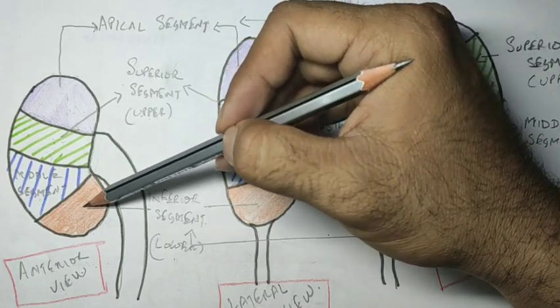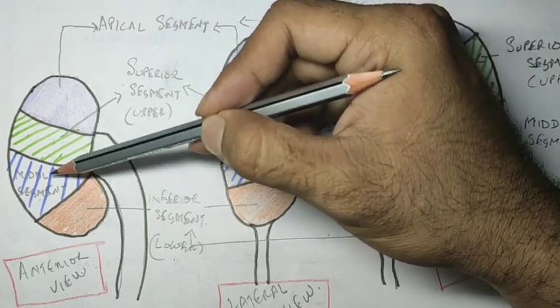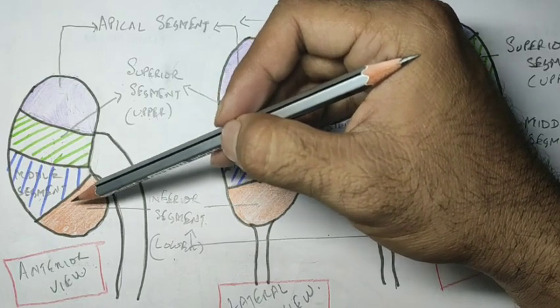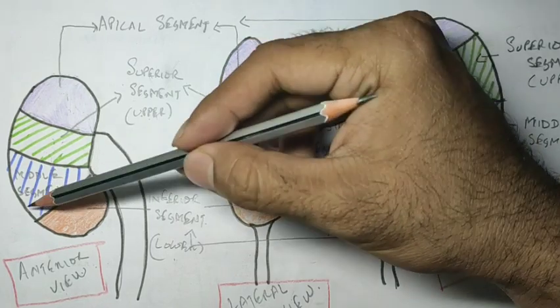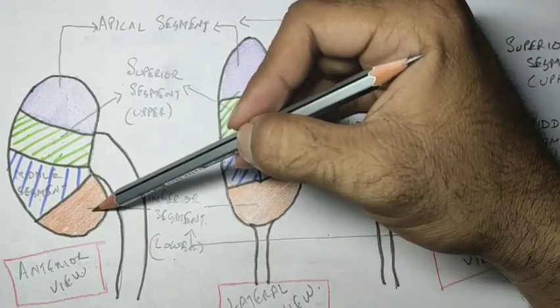So this is the inferior segment or the lower segment. So in between the upper and the lower segment will be the middle segment. The lower segment or the inferior segment consists of the whole of the lower pole. So this whole of the lower pole is mainly the inferior or the lower segment.